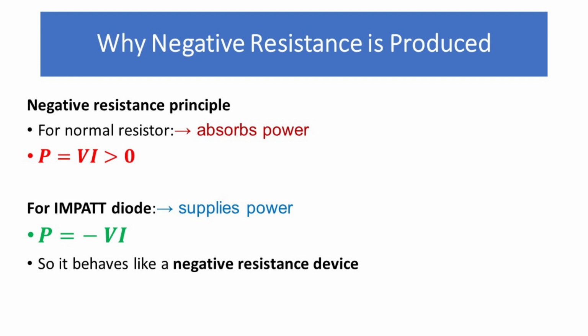This slide explains negative resistance. A normal resistor absorbs RF power from the circuit. An IMPATT diode behaves differently. Under the required phase condition, it supplies RF power to the circuit. Therefore, the diode behaves as a negative resistance device.